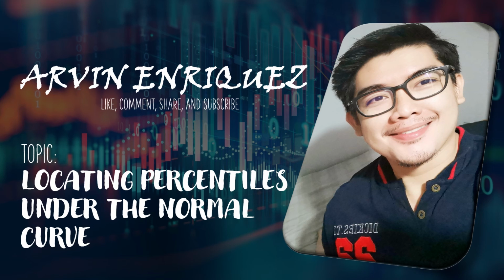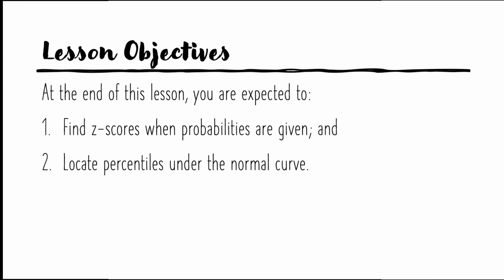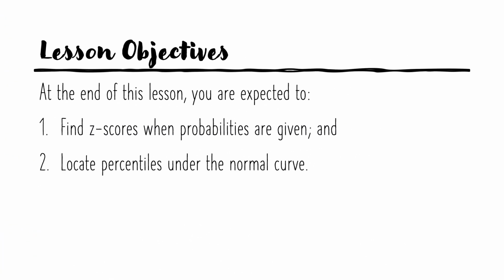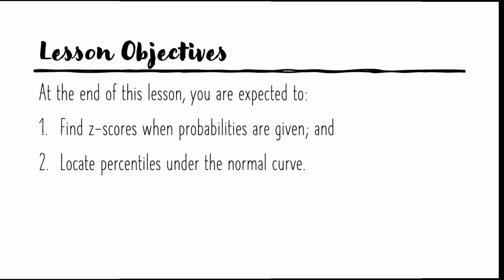With this video lesson, we're going to discuss the topic which is about locating percentiles under the normal curve. Our lesson objectives: at the end of this lesson, you are expected to find z-scores when probabilities are given and locate percentiles under the normal curve.